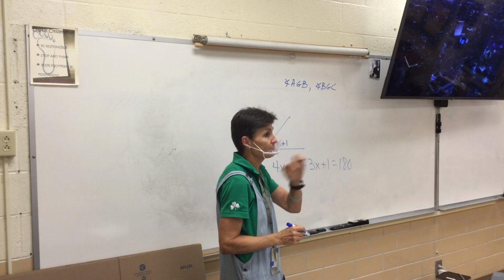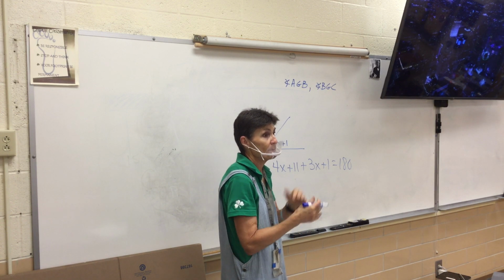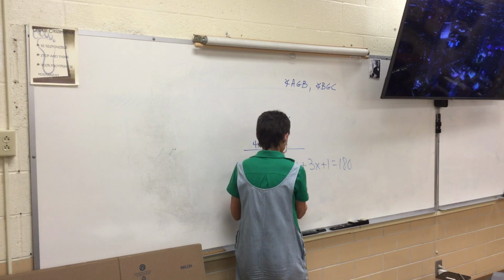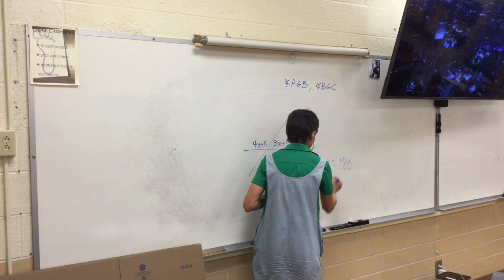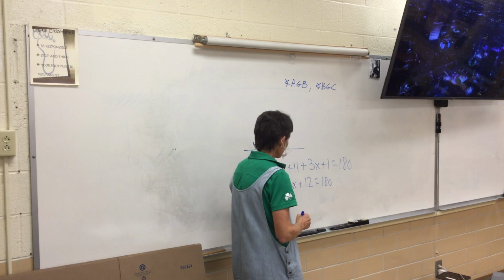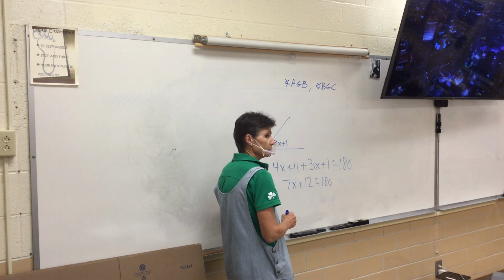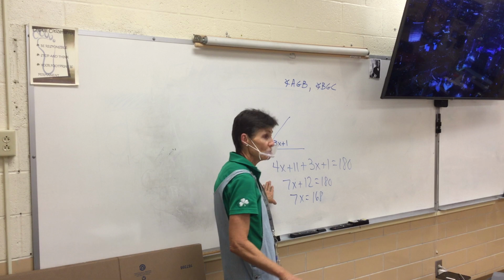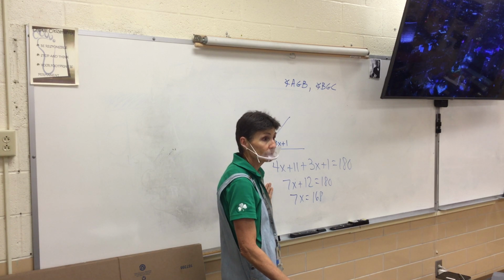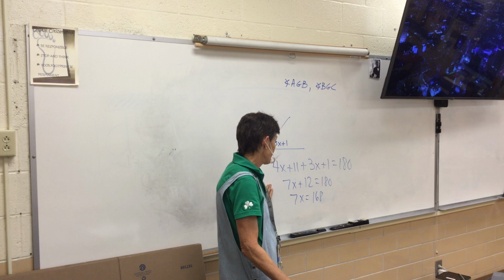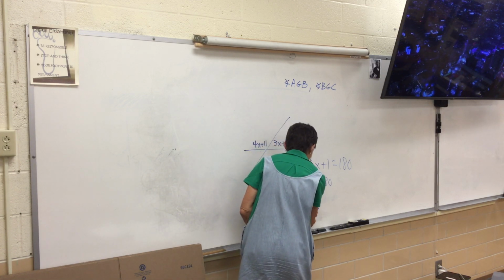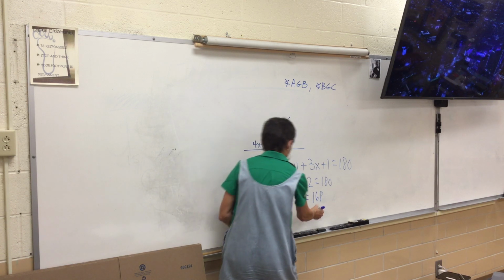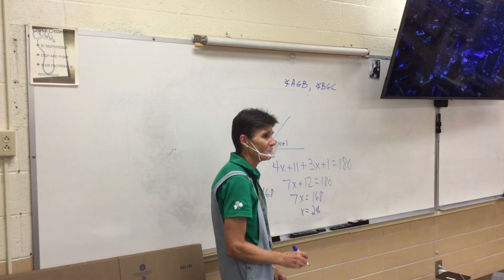How do we know they add up to 180? They make a linear pair. They make a straight line. So 7x plus 12 equals 180, combining like terms. 7x equals 168 if I subtract 12. And you can use a calculator to help you. And then what's 168 divided by 7? 24. So x is 24.